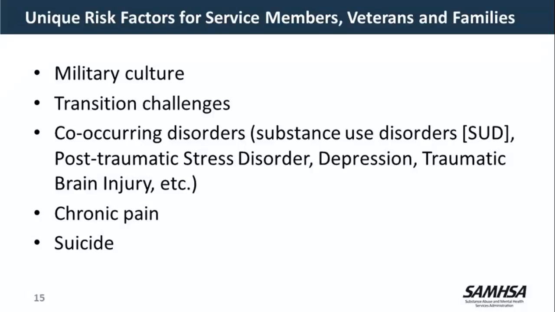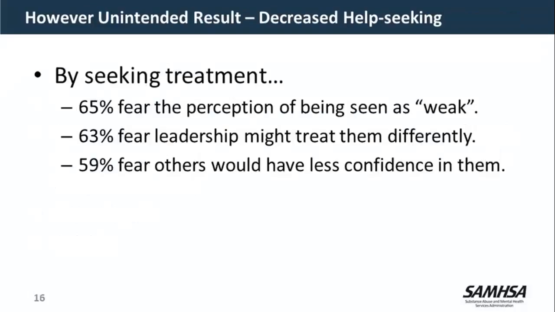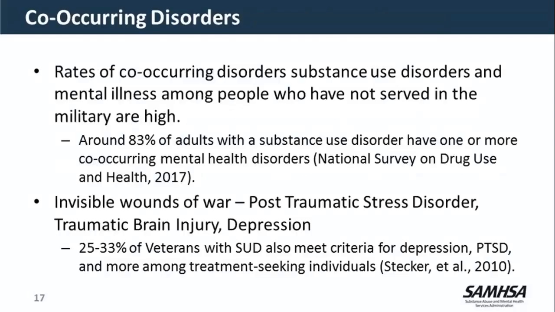We see high rates of co-occurring disorders. Many veterans report chronic pain, and we see an elevated risk of suicide among service members, veterans, and their families. And so, as I mentioned in the previous slide, the military culture sometimes has this unintended result of decreased help seeking. Service members and veterans have said that by seeking treatment, they fear being seen as weak, they fear that leadership might treat them differently, or fear that others might have less confidence in their abilities. And so as a result, we do see high rates of co-occurring disorders among veterans.